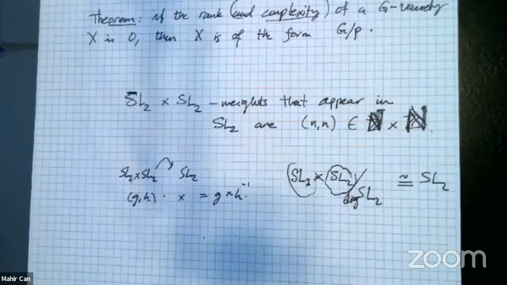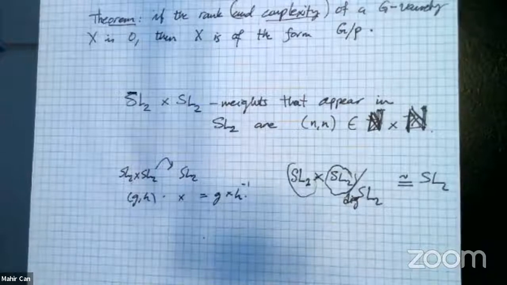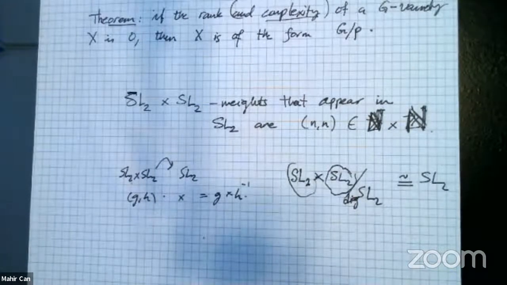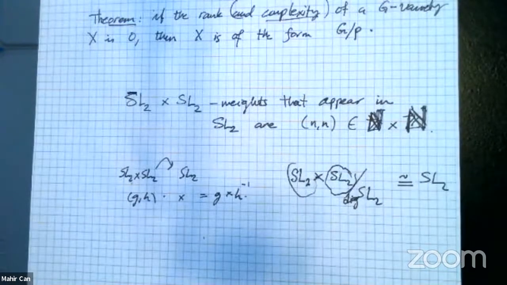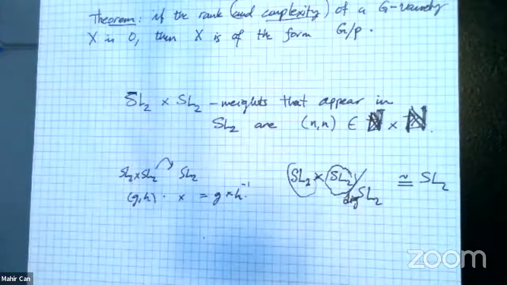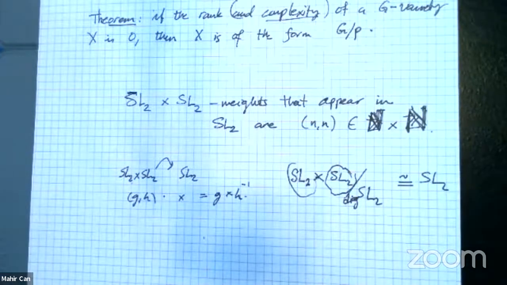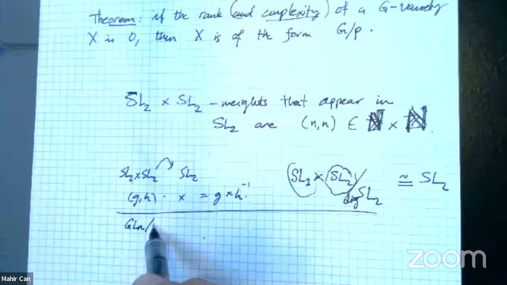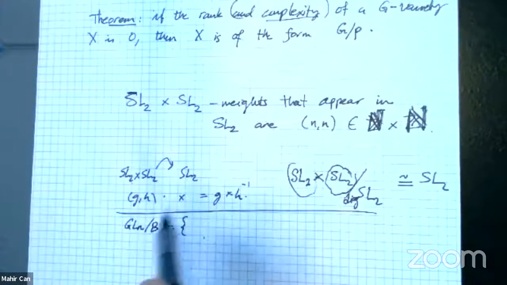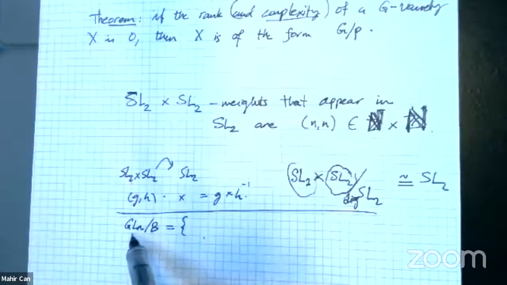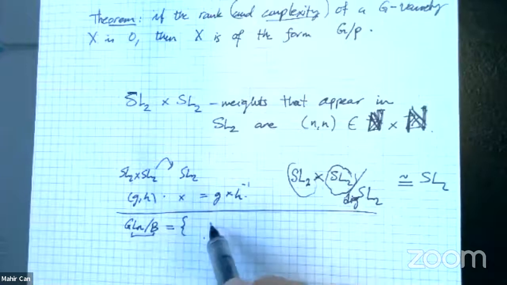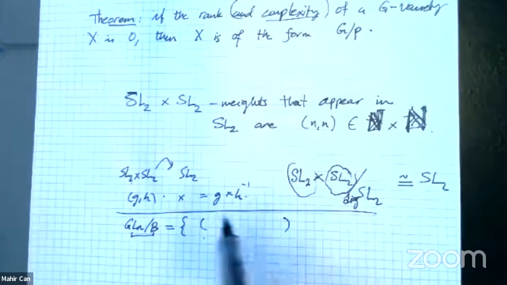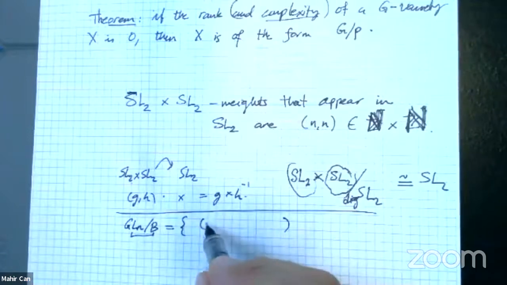I'm also curious about when you're looking at G mod B, the flag variety. In general, if I remember correctly, if G is GLn, you get all subspaces in the sense that the dimension between any two consecutive subspaces has to increase by one, I believe. Oh, that was the identification. The concrete way to describe it, yeah. In the case of GLn or SLn, you can identify this space by sequences of vector spaces contained in each other.